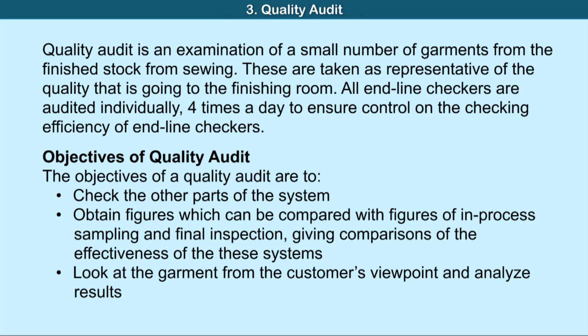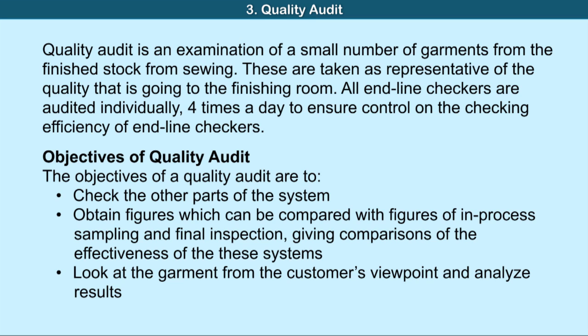Quality audit. Quality audit is an examination of a small number of garments from finished stock from sewing. These are taken as representative of the quality going to the finishing room. All end-line checkers are audited individually 4 times in a day to ensure a control on the checking efficiency of end-line checkers.